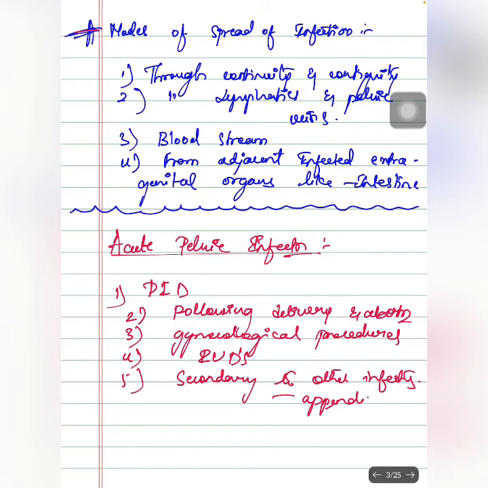Secondary to other infections, like appendicitis. So these are the five infection causes here. The first one we will go through is pelvic inflammatory disease, which is PID, and they'll be asking this for 5 marks, which is a must-know question, and even they'll be asking this for 3 marks.